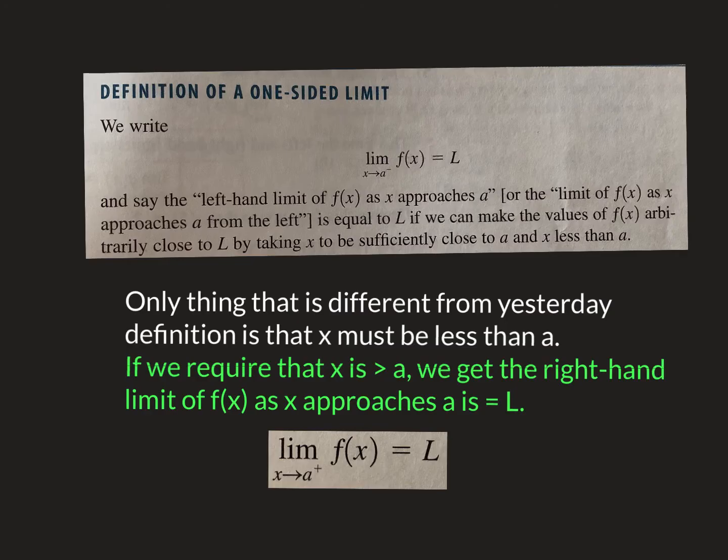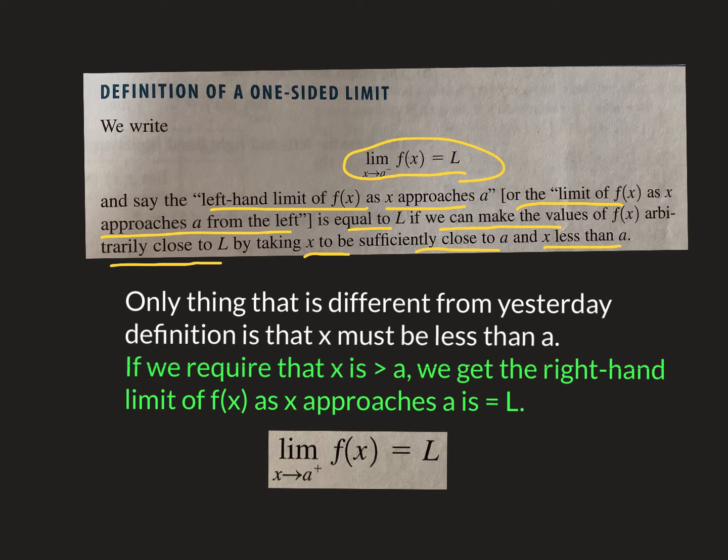All right, definition. We write this right here. The limit as x approaches a from the negative side of f of x equals L. And the way you say it is the left-hand limit of f of x as x approaches a, or the limit of f of x as x approaches a from the left, and the left, because there's a minus sign, is equal to L if we can make the values of f of x very, very close to L by taking x sufficiently close to a and x is less than a. So x must be less than a because you're approaching it from the left-hand side.